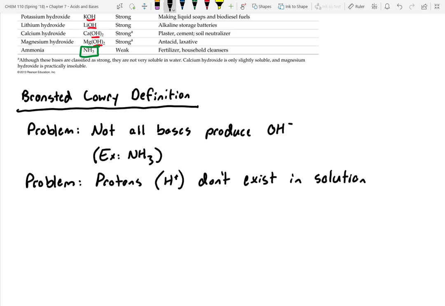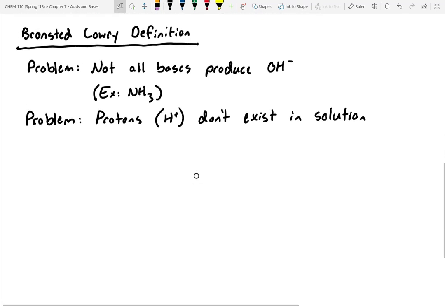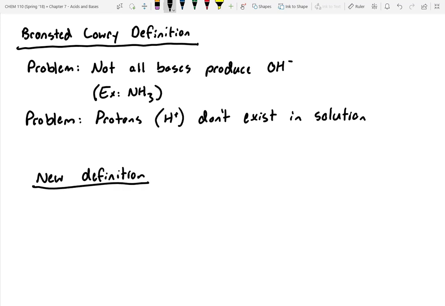So a proton's a subatomic particle. It doesn't really just want to float around freely in solution. It's very, very reactive. It wants to find something to react with. So they came up with a newer, better definition. And the new definition is pretty good for most acids and bases, and it said that acids are something that donate protons.